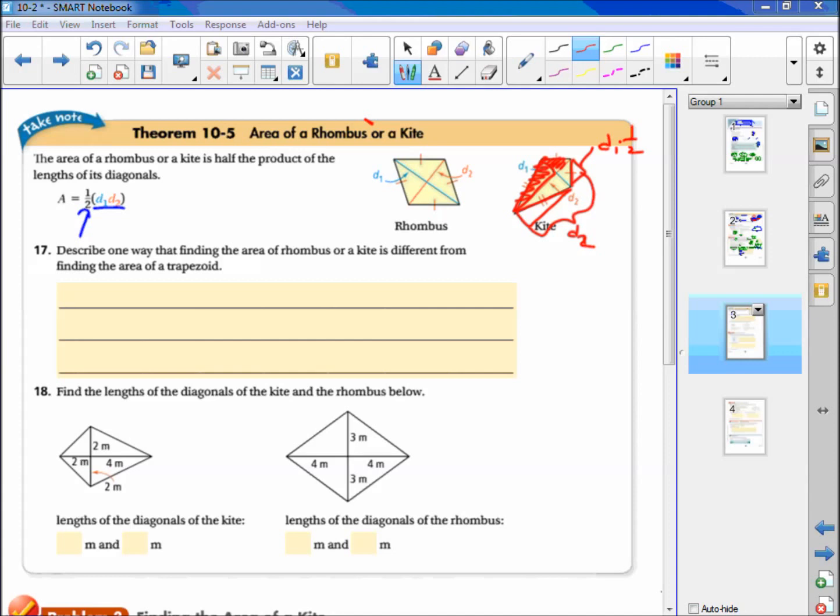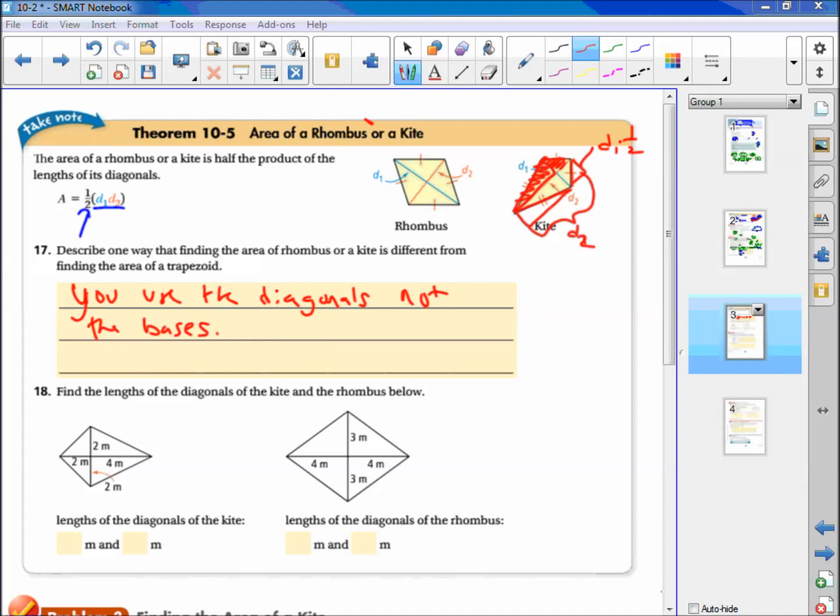All right, so describe one way that finding the area of a rhombus or a kite is different from finding the area of a trapezoid. Okay, so certainly one way is we're now using diagonals, so nothing to do with the sides. Okay, so my answer might be something like this: you use the diagonals, not the bases.